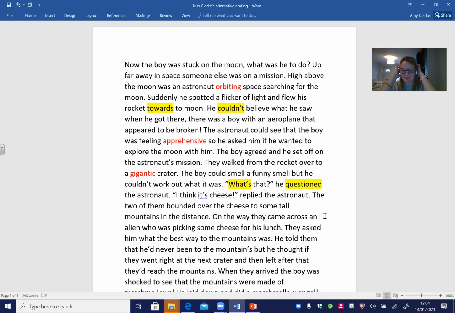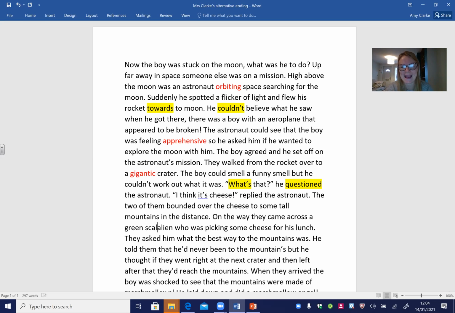Right, I wonder if you got similar to mine. Yours might be even better. So on the way, they came across, I was going to say, a green, scaly alien. A green, scaly alien. Now I've got more of an image in my mind of what he looked like. Who was picking some cheese for his lunch. They asked him what the best way to the mountain was. He told them that he'd never been to the mountains.